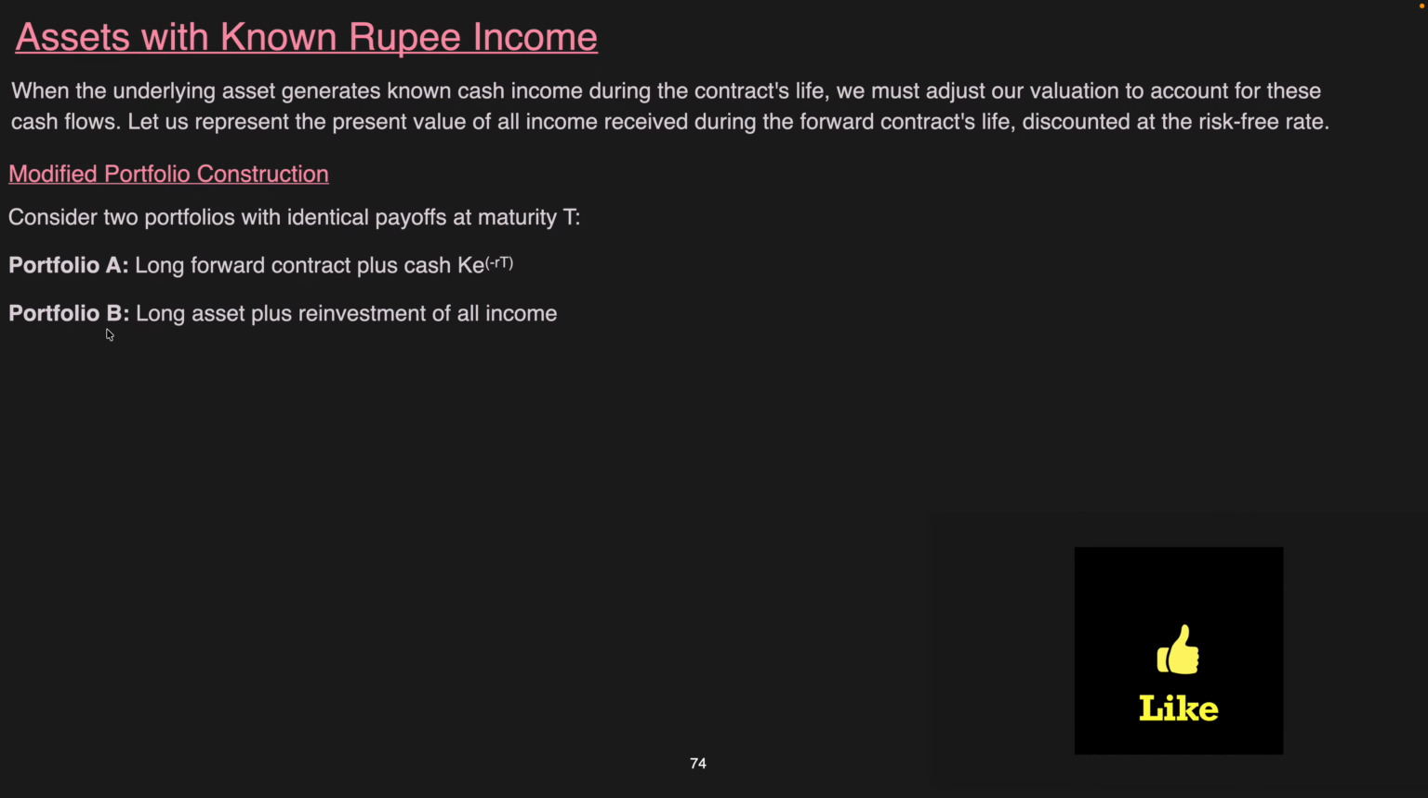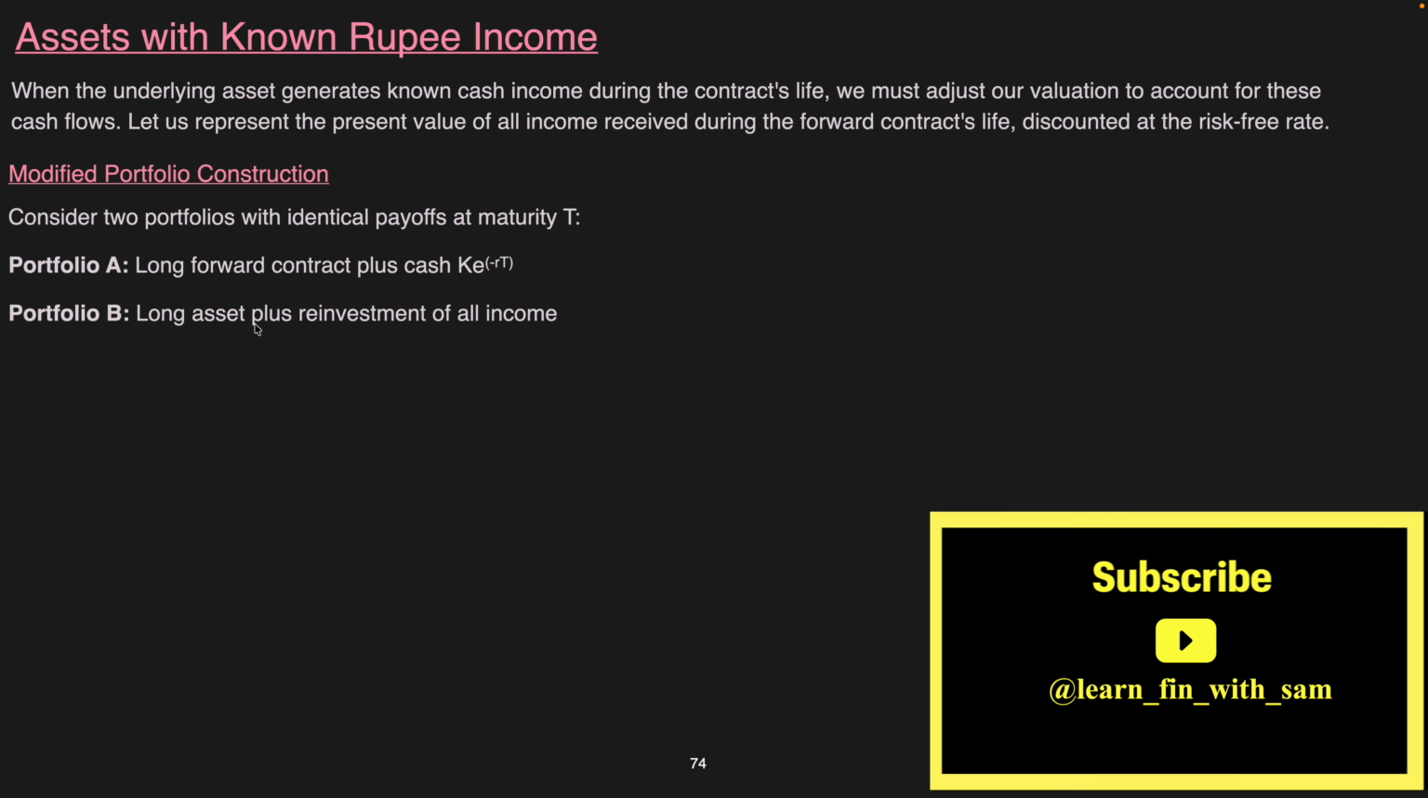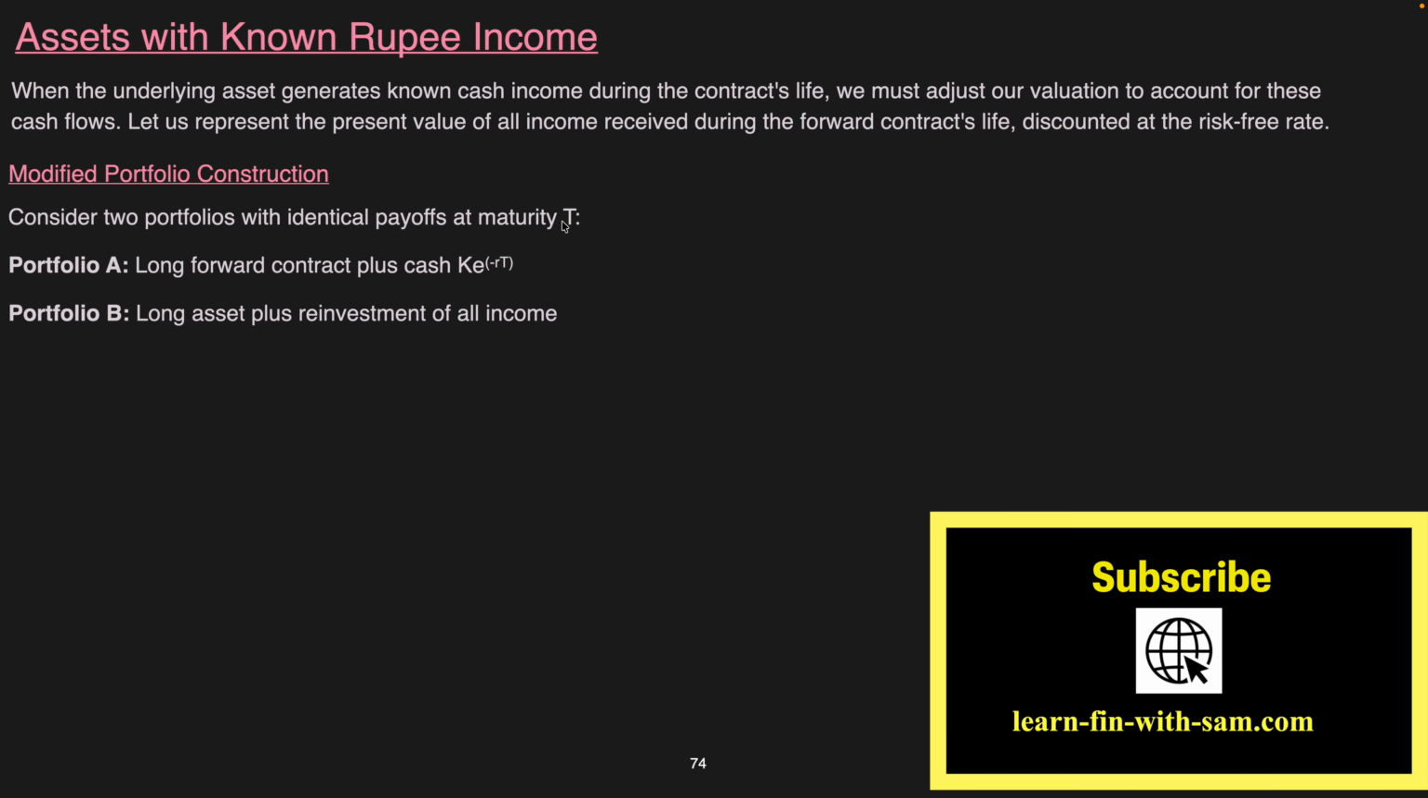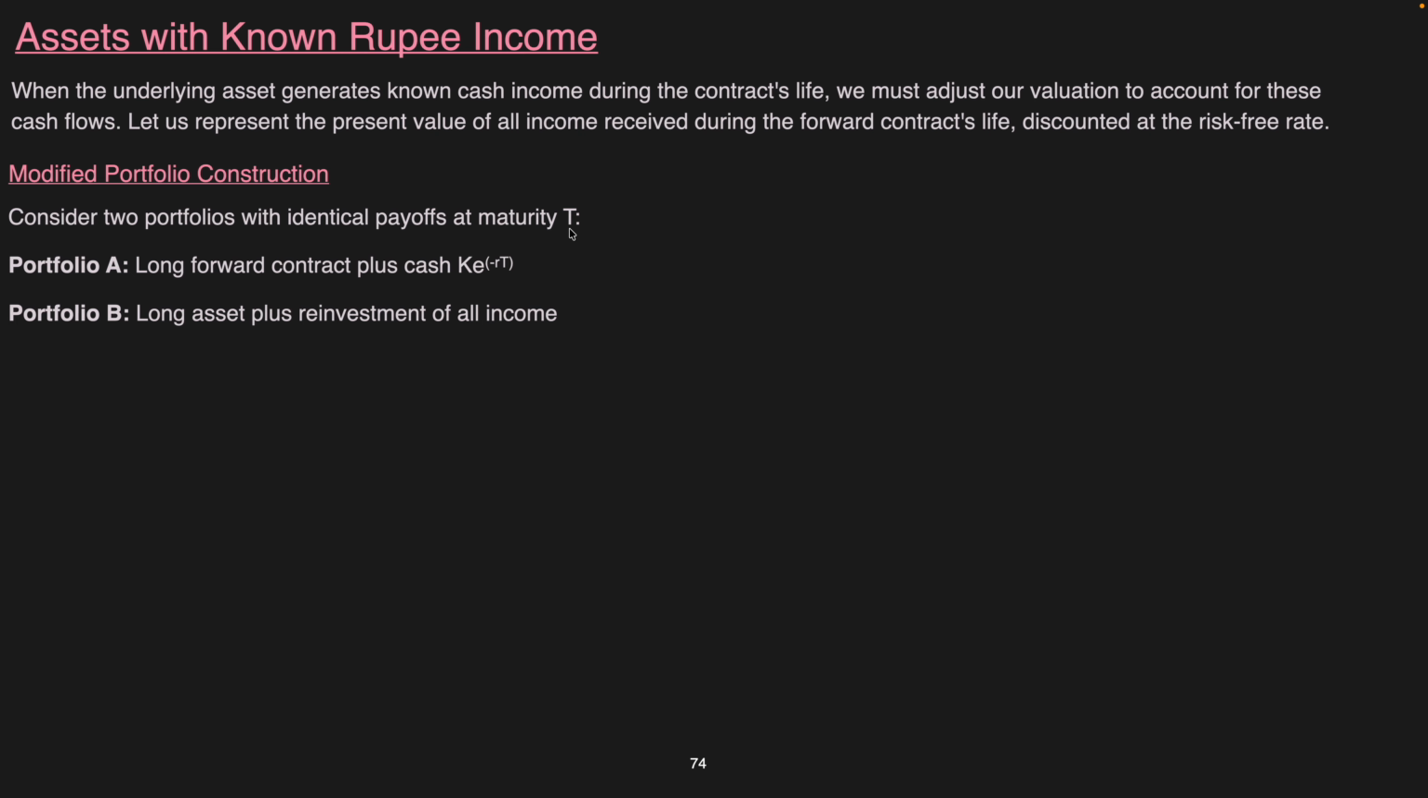And there will be a portfolio B with a long asset plus the reinvestment of all the income which is generated during the period of the contract. That is, the period of contract is capital T. During this period, it may be 3 months, 6 months, 1 year, whatever it is. If the asset generates any income, we take the reinvestment of all that income plus the long asset as portfolio B.